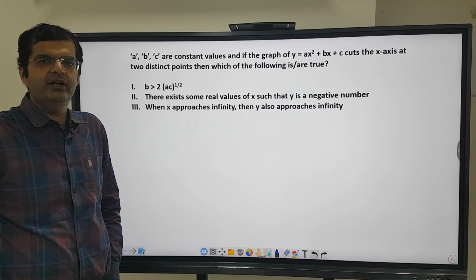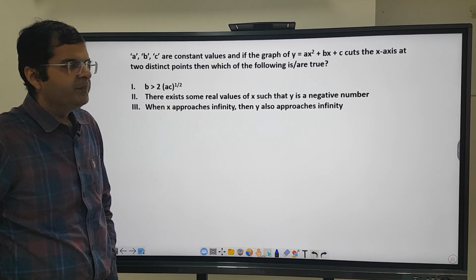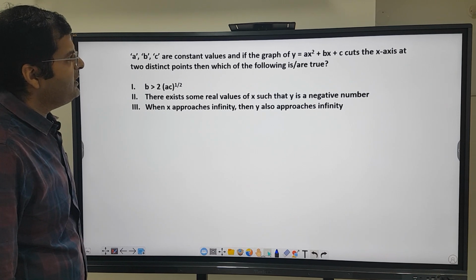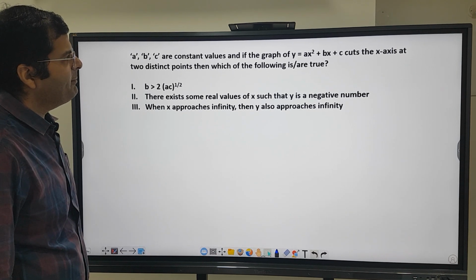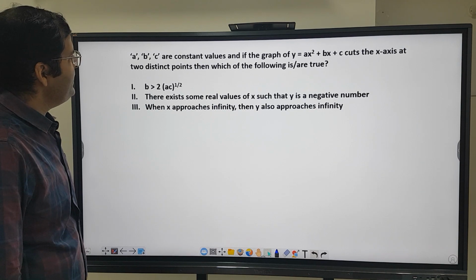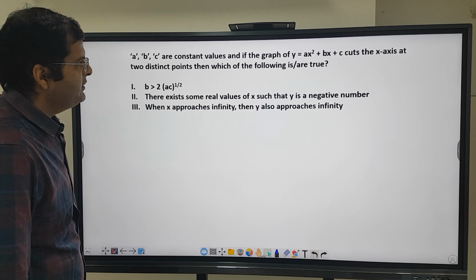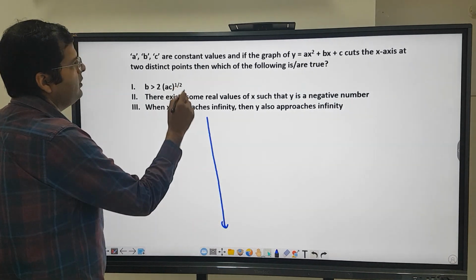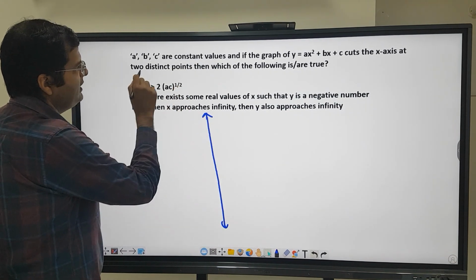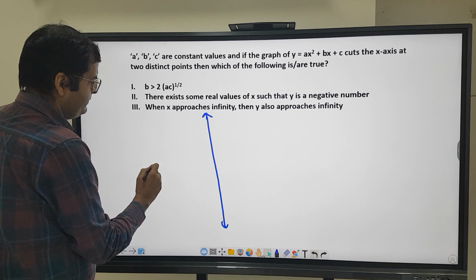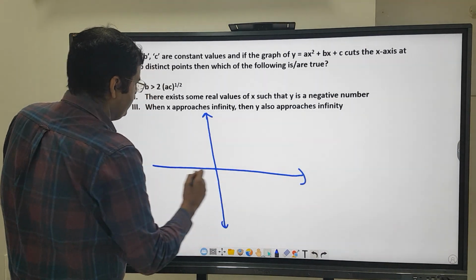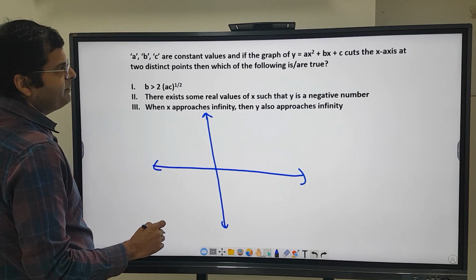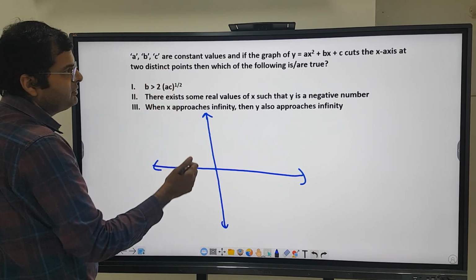So this is the 33rd question of the coordinate geometry chapter. The question says A, B and C are constant values, and if the graph of y is equal to ax square plus bx plus c cuts the x-axis at two distinct points, then which of the following is or are true? First of all, I don't know anything about the signs of A, B and C. I know that they are some constant values, but it is a quadratic. Also I don't know whether these can be equal to 0.